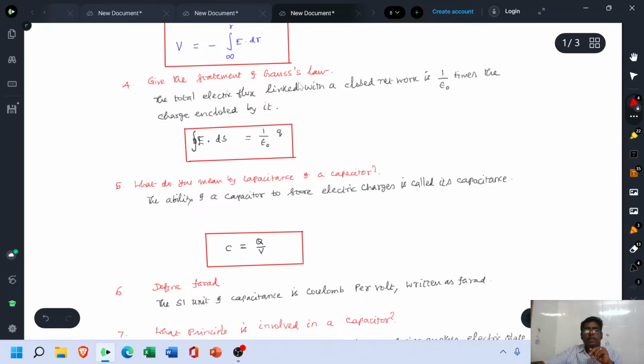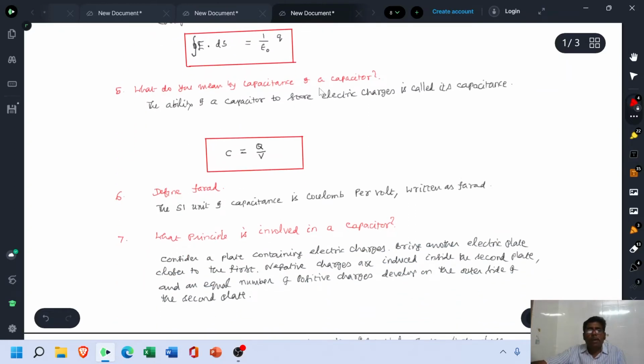Then give the statement of Gauss law. The total electric flux linked with a closed surface is 1 by epsilon naught times the charge enclosed by it. Mathematically we can write the integral of E dot ds over the closed surface is equal to 1 by epsilon naught times the charge enclosed by it.